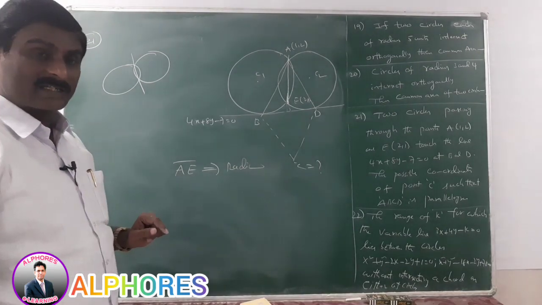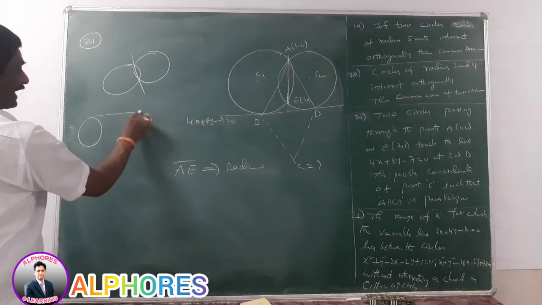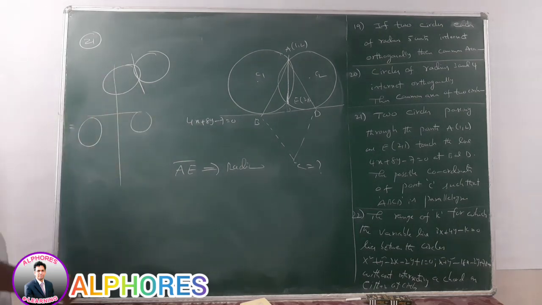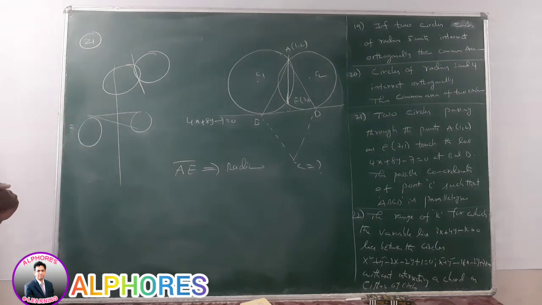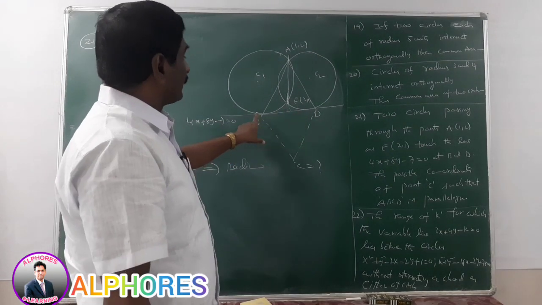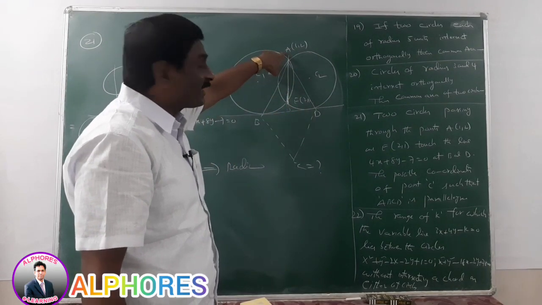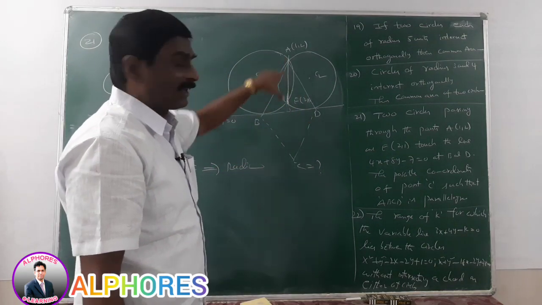Radical axis of the two circles. Suppose it is one circle, and it is another circle. It is the direct common tangent. The radical axis always bisects the length of the direct common tangent. Similarly, for the length of the transverse common tangent. Here it is the direct common tangent. That means BD is bisected by the line AE.